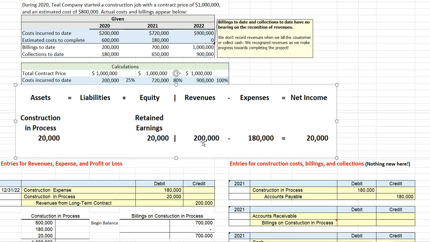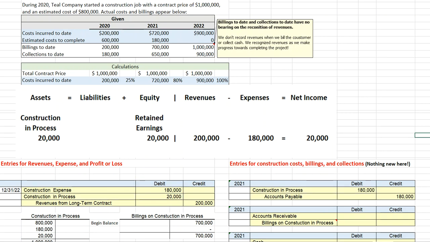We reported revenues of $200,000, costs of $180,000, a profit of $20,000. That profit will make retained earnings go up. To keep that in balance, we debit construction in process. And again, the thought is, during the current period, we incurred $180,000 in construction cost. Of course, that increases an asset. That's our work in process, our construction in process. We added an additional $20,000 in value that we're going to get to bill our customer.